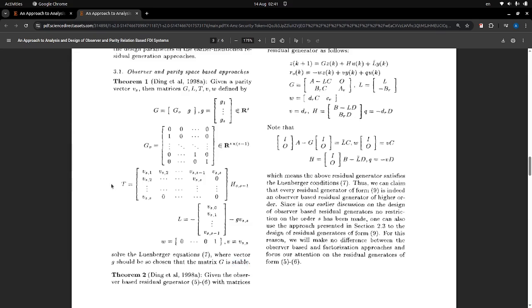We can find the T matrix as you can see, V_s, the vector here and the transpose as shown, times H_OS, and the L matrix as the parity vector minus G, this one, times the parity vector as well, and the W matrix should be just a vector transposed and the last element is 1, and the V matrix is just V_s. And that's it for today.